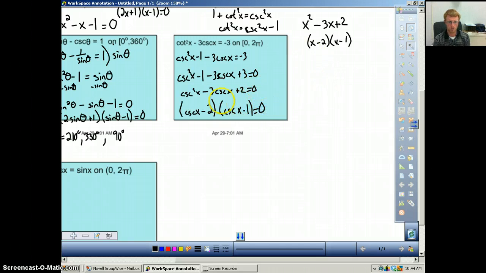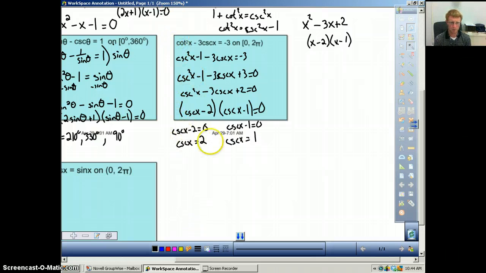So our two formulas that we need to solve is we have to know when this is equal to 0, which is the same as when cosecant of x equals 2, and we also need to know when cosecant of x is going to be equal to 1, because we add 1 to both sides. So we have two things to find out here, just like we did on the previous problem.